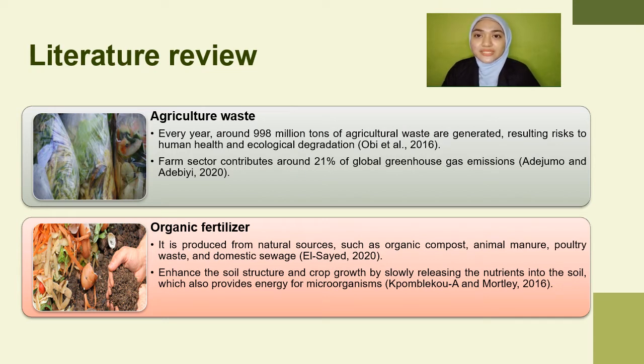Next, organic fertilizer is produced from natural sources such as organic compost, animal manure, poultry waste, and domestic sewage. Compared to synthetic chemical fertilizer, organic fertilizer that is made from plant and animal waste contains lower quantities of nitrogen, phosphorus, and potassium. Therefore, it can enhance the soil structure and growth by slowly releasing the nutrients into the soil, which also provides energy for microorganisms.